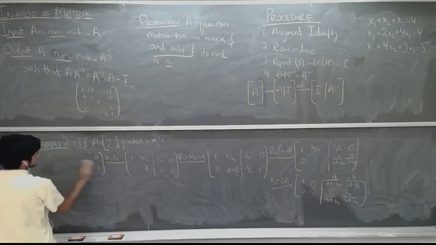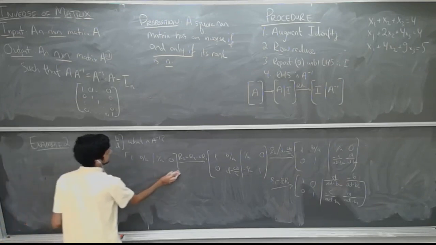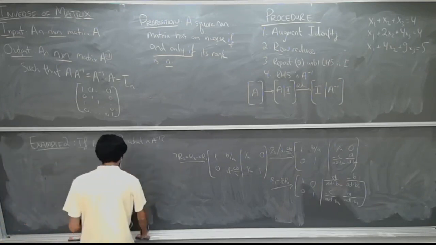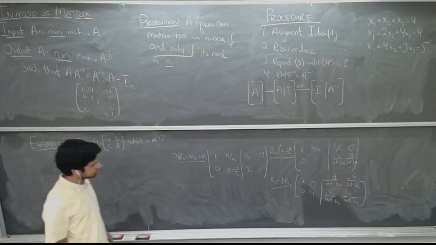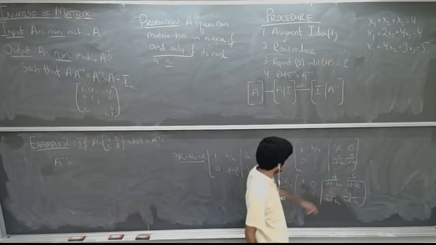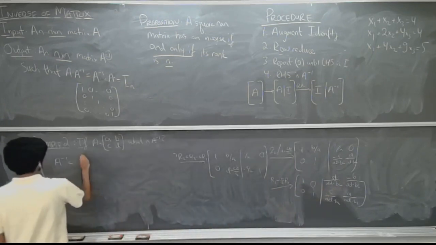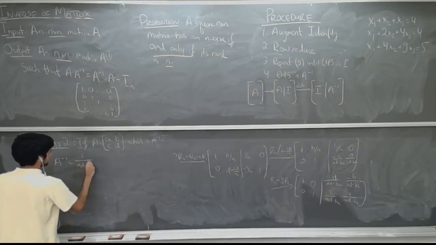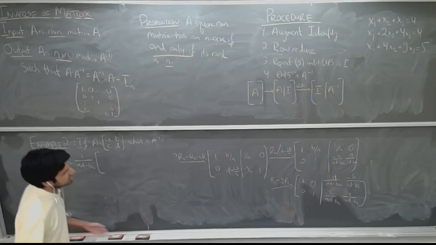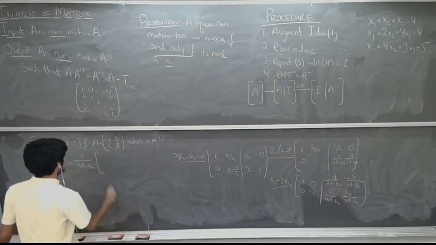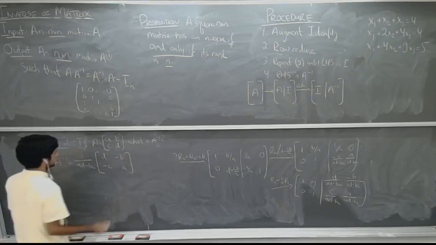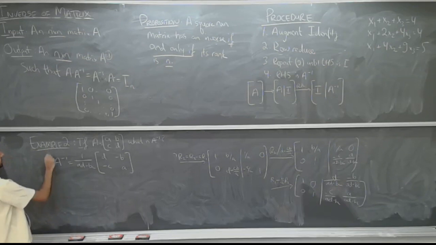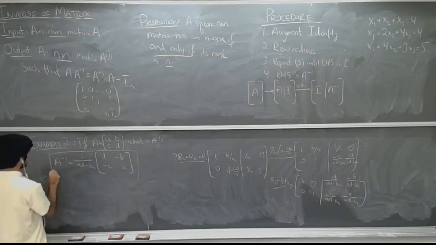I'm just going to erase some of what we had here. We said that A inverse is equal to, and what I'm actually going to do is factor out this 1 over AD minus BC. And then we're left with D, negative B, negative C, A. And that is your generic form of the inverse of a 2x2 matrix.